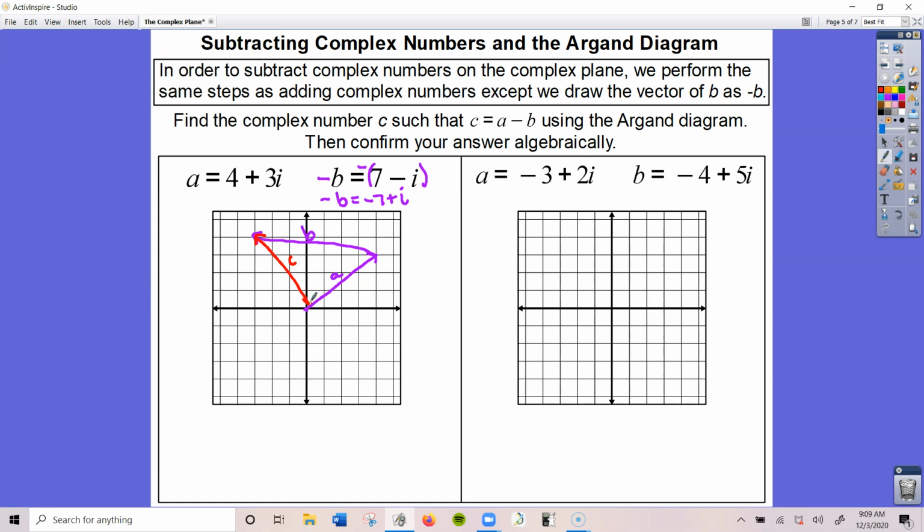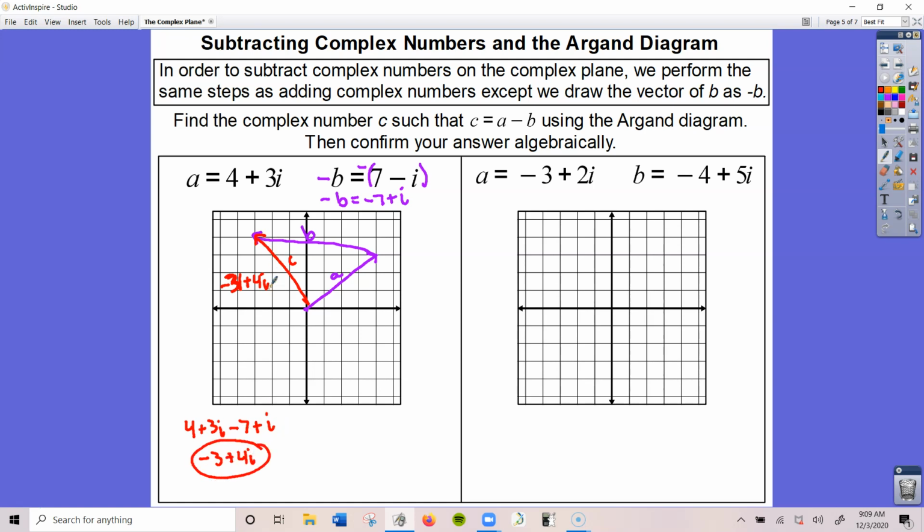And we can see that it is -4 plus 4i. And now we're just going to confirm. So 4 plus 3i, and then I'm subtracting B, so -B, minus 7 plus i. 4 minus 7 is -3. Oh, whoops, I counted wrong. 1, 2, 3. So this should be a -3. There we go. And then 3i plus i would be plus 4i.